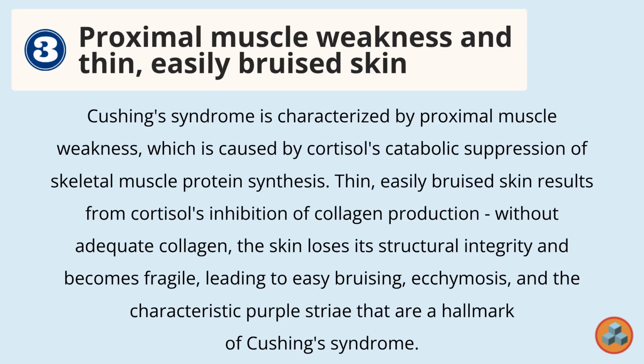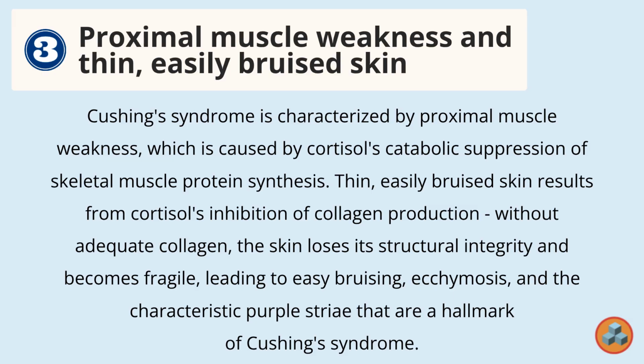Cushing syndrome is characterized by proximal muscle weakness, which is caused by cortisol's catabolic suppression of skeletal muscle protein synthesis. Thin, easily bruised skin results from cortisol's inhibition of collagen production. Without adequate collagen, the skin loses its structural integrity and becomes fragile, leading to easy bruising, ecchymosis, and the characteristic purple striae that are a hallmark of Cushing's syndrome.